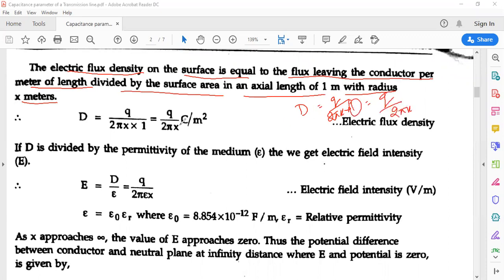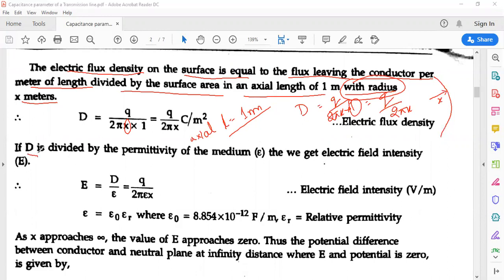So why is it 1 here? The axial length, so let me write it here, axial length equals 1 meter. So axial length is said to be 1 meter with radius x meters. So this is the radius x meters. As I told you, the radius x is the radius of the cylindrical surface.